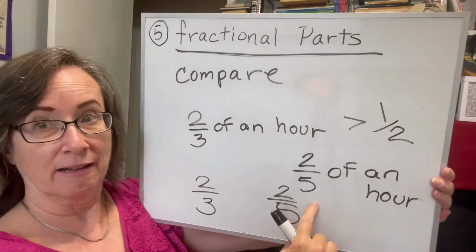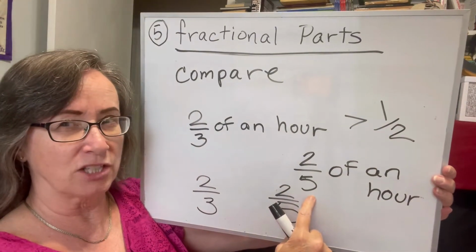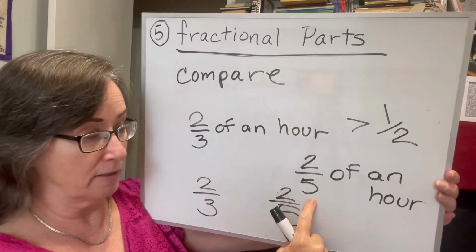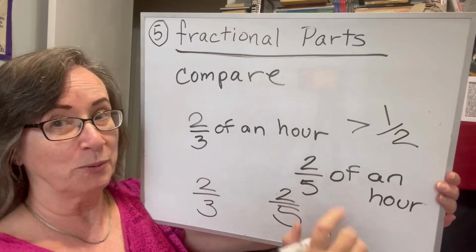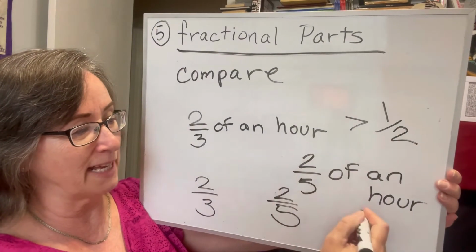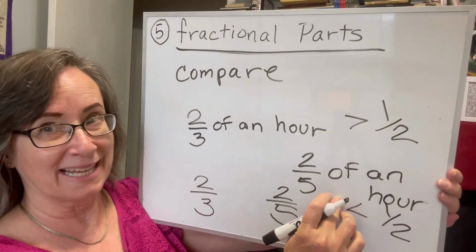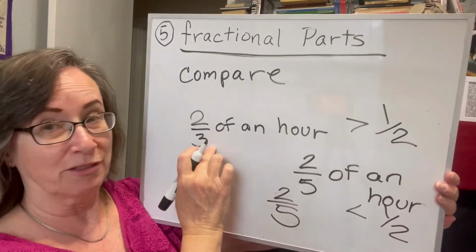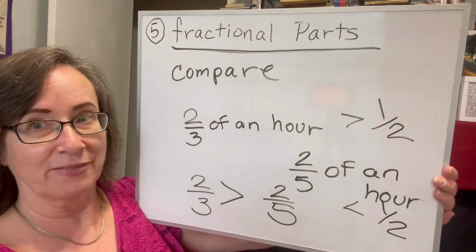Okay, let's look at 2/5. Half of 5 is 2.5. When I cut 5 in half, I have 2.5. 2 is less than 2.5. Therefore, 2/5 is less than 1/2. So 2/5 is smaller. 2/3 is greater. 2/3 is greater than 2/5.